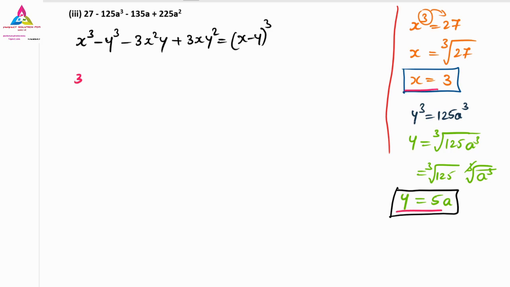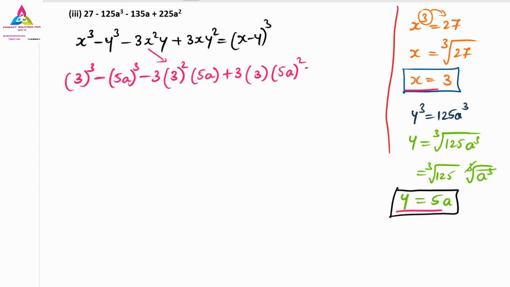So here I have to write 3 the whole cube, minus y value is 5a the whole cube, minus 3 into 3 square, so x value is 3, so y value is 5a, plus 3 into x value is 3 and y value is 5a the whole square, that is equal to x minus y. X means here 3, y means here 5a the whole cube. So this is the final answer you got, and this is for a 1 or 2 marks question.